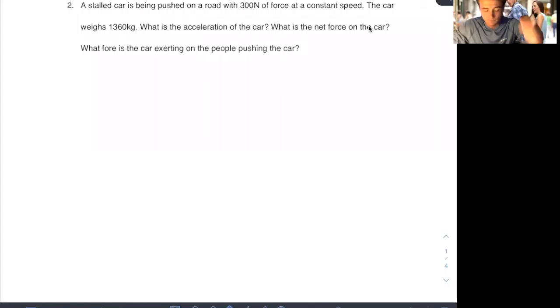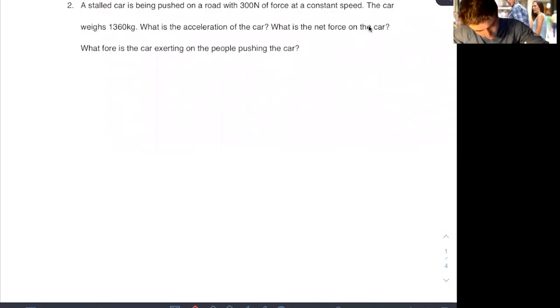Right. So number 2, a stalled car is being pushed on a road with 300 newtons of force at a constant speed. Car weighs 1,360 kilograms. What is the acceleration of the car? What is the net force on the car? And what force is the car exerting on the people pushing the car? Okay, so let's go through this.